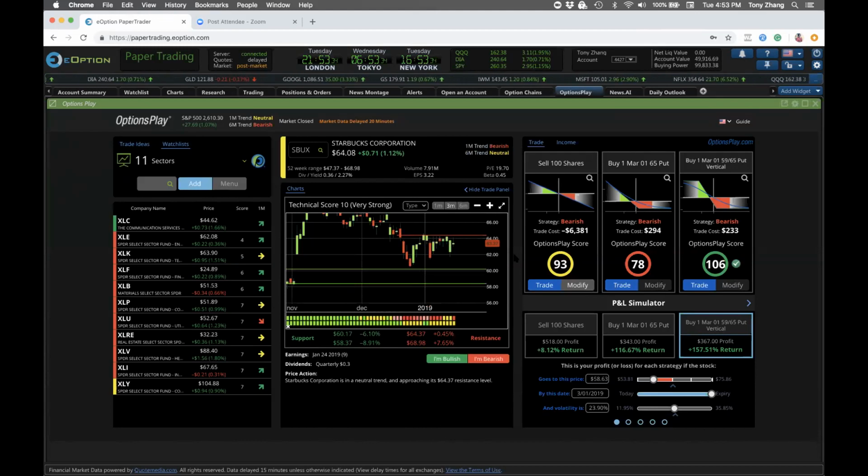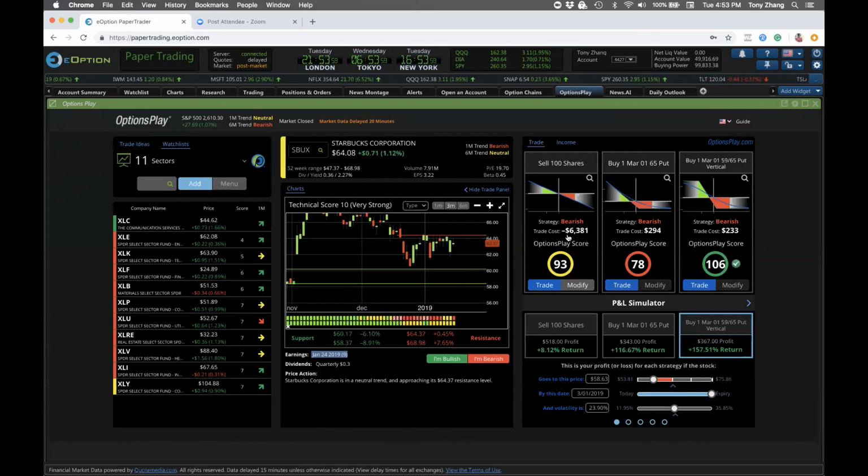I don't particularly have a directional view on Starbucks. I don't know if any of you guys do, but let's take a look at a bearish view on Starbucks. Let's say what happens if Starbucks misses on earnings. So here I have January 24th, earnings in 9 days. The stock's trading at $64. Let's click on I'm bearish and look at 3 bearish scenarios.